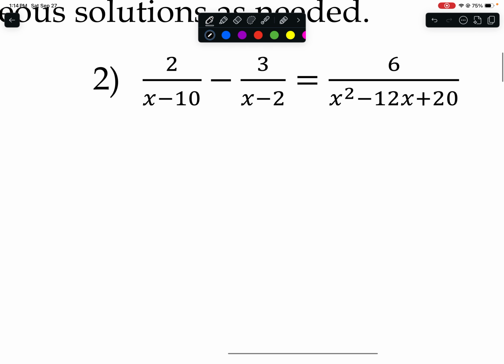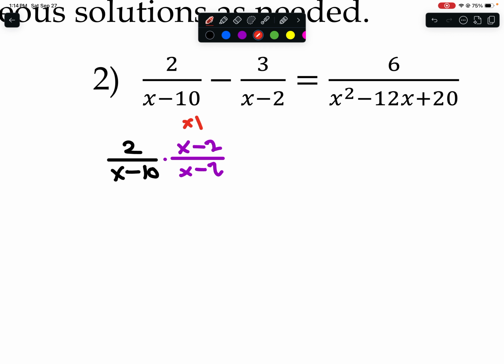So when you're multiplying 2 over x minus 10, I'm going to multiply by my funky form of 1, which on the left rational is x minus 2 over x minus 2. Remember, this is still multiplying by 1, so I'm not changing the value, I'm changing the form. And then I'm going to subtract. I'm going to leave my second rational here alone, but my funky form of 1 I'm going to multiply by is x minus 10 over x minus 10. And once again, that's still a funky form of 1.